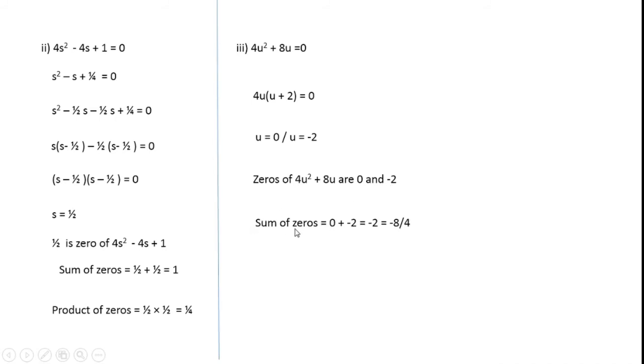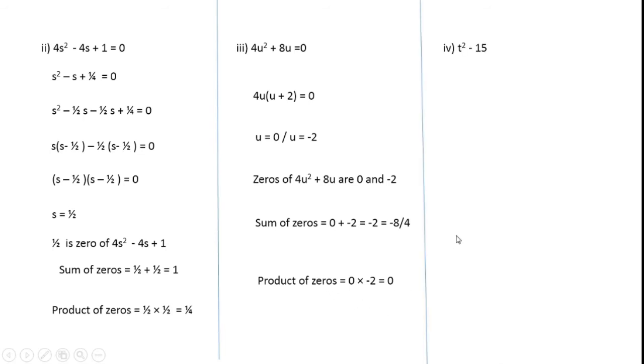Now the sum of the zeros equals 0 plus 1 by 2, equal to minus 1 by 2. So this minus 1 by 2 we can write as minus 8 by 4. See here, minus the coefficient of u is 8, by the coefficient of u square, which is 4. So minus 8 by 4. The product of the zeros equals 0 into 1 by minus 2, equal to 0. See here, the constant term is 0. So the product of the zeros is 0.